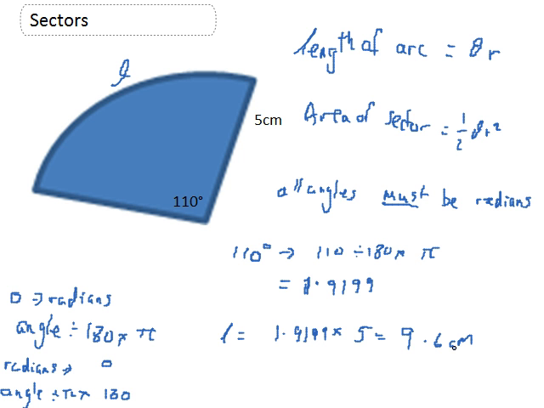And if I want to work out the area, that's 1.9199 times 5 squared divided by 2, and that gives me an area of 23.998, so that's the same as 24.0.